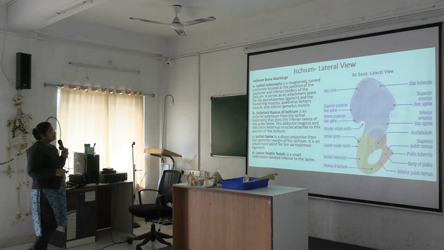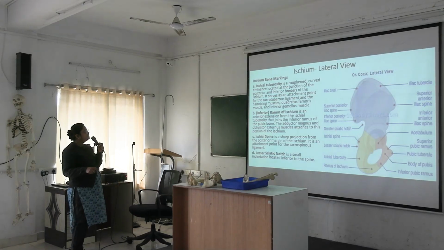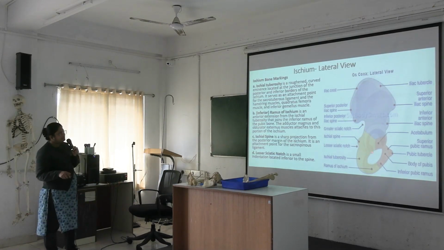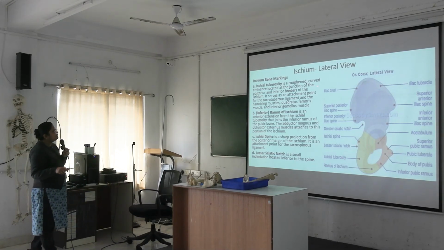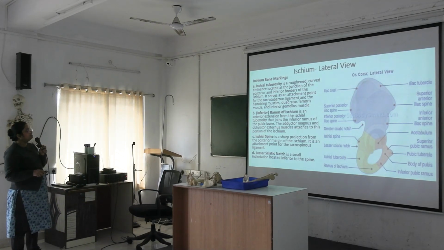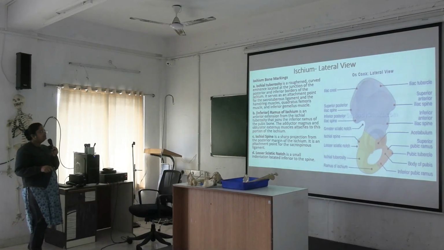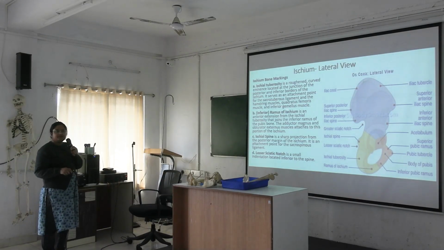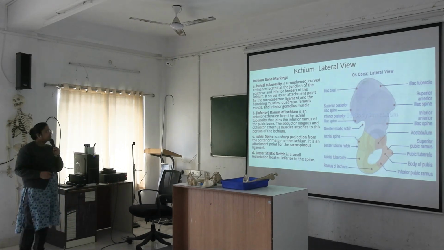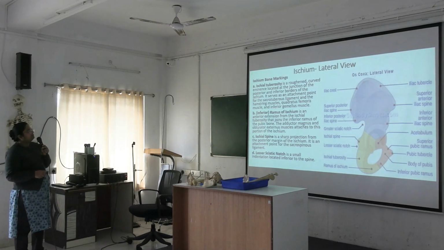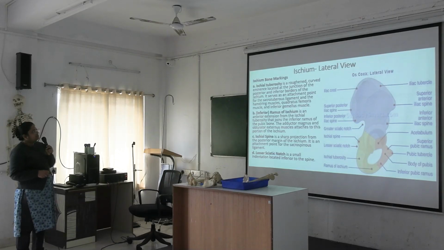Next, ischium. What are the structures visible on the ischium? First is the ischial tuberosity. This large thickened part is known as the ischial tuberosity. It is a rough and curved eminence located at the junction of the posterior and inferior border of the ischium, and it serves as an attachment point for the hamstring group of muscles. Sacrotuberous ligament, the hamstring muscles, quadratus femoris muscle, and the inferior gemellus muscle.